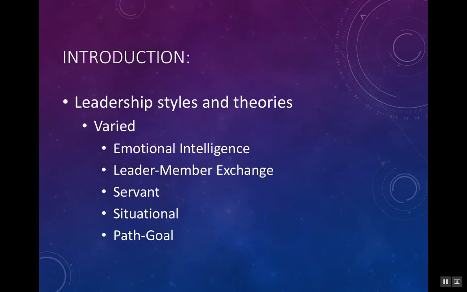So today we're going to discuss 5 leadership theories: emotional intelligence, leader-member exchange, servant, situational, and path goal. We are then going to present some characteristics of a leader and those of a follower, how to transition from being a follower to a leader, and then present one successful example and one unsuccessful example of how leadership affected our workplace environment.